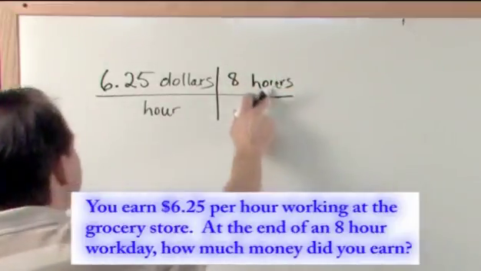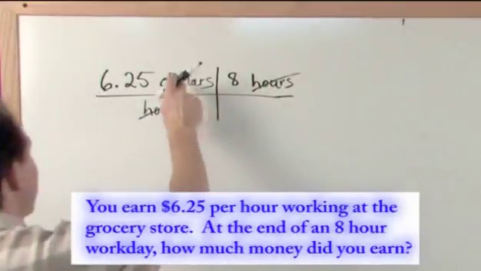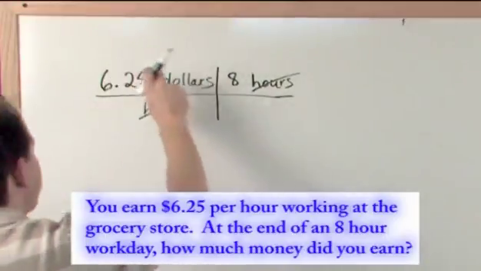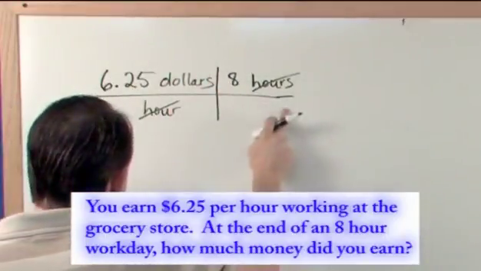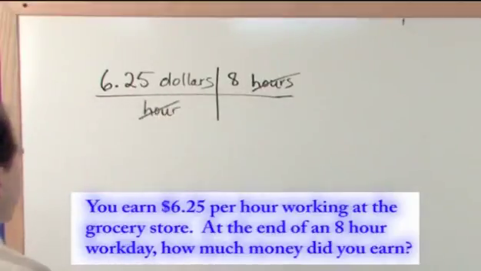Because hours is on the top and hours is on the bottom, they basically cancel, and I'm left with how many dollars I've made in the day. And because 8 is on the top, it's 8 times 6.25. Because it's not down here, it's not divided by. So 8 times 6.25 is going to give me the total number of dollars.